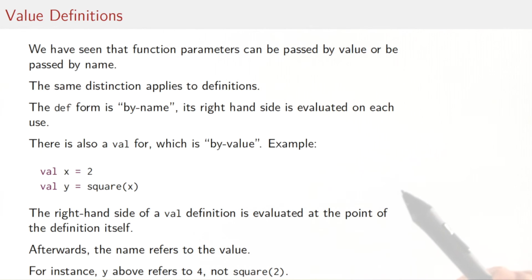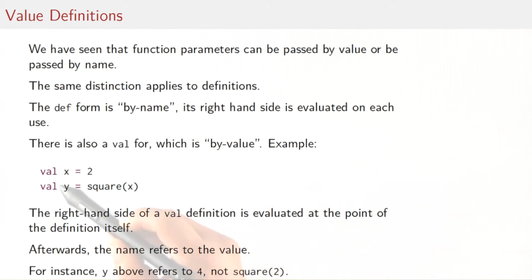Here's another piece of new syntax. We have seen that function parameters can be passed by value or by name. And in fact, the same distinction applies to definition. The def form is in a sense call by name because its right-hand side is evaluated on each use. There's also a val form which is by value.